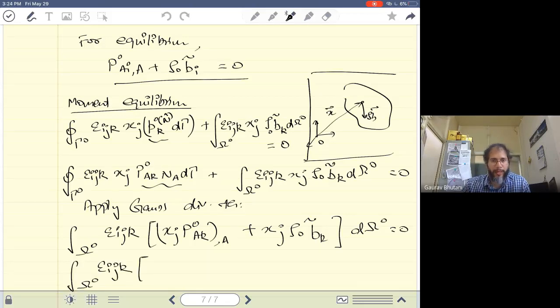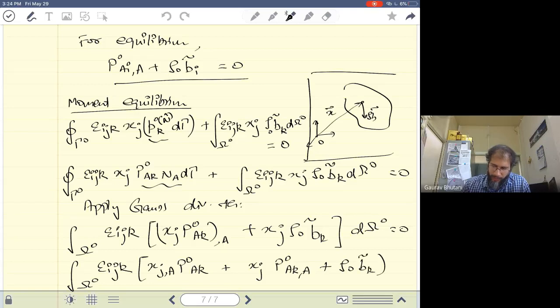I can now expand the first parentheses using the product rule. So the first term becomes xj comma A P naught ak, and the second term becomes xj times P naught ak comma A, and then we have another term which is rho naught bk tilde. So since xj is common in both, I'll take xj common.